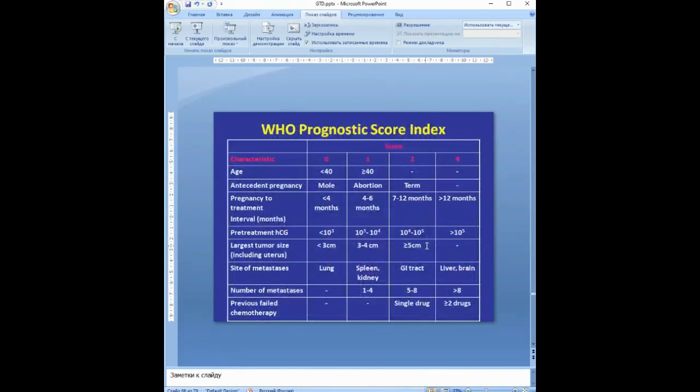Prognostic score index includes the information about age of the patient, antecedent pregnancy, pregnancy to treatment interval in months, pre-treatment HCG, largest tumor size including uterus, site of metastasis, number of metastases, previous failed chemotherapy.